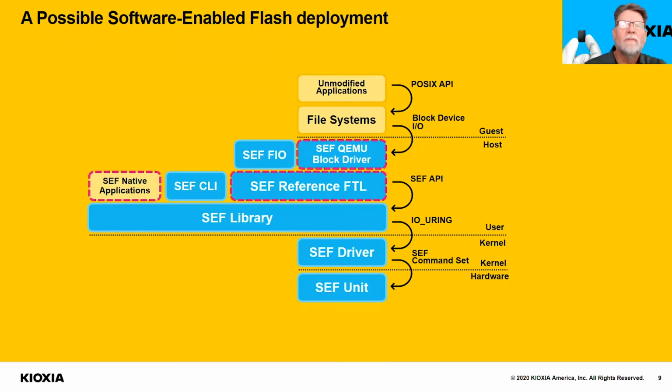And now for a system-level view of one possible deployment of software-enabled Flash. Note that the items outlined in red dashes are items that would likely be customized for a particular user or customer environment. So customers would likely modify the reference flash translation layer, possibly the reference block drivers, and certainly they would have their own software-enabled Flash native applications. Now let's start at the top and work down.